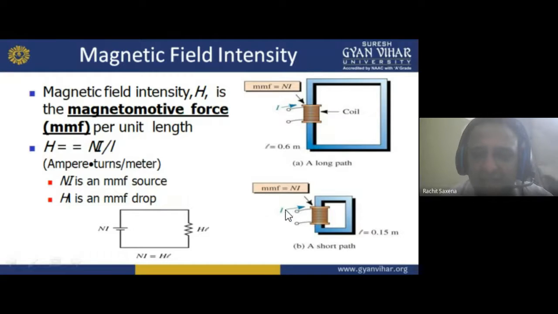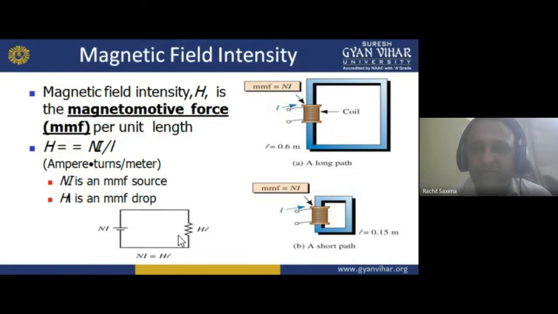And here MMF is equal to Ni, because I is given to you. If I is already given to you, for example, I am taking another example here. As per this figure, we can write the value of intensity is Ni by 0.6 ampere turn per meter, as per the unit. In this, we can also write like this: Ni by 0.15 meter, ampere turn per meter.